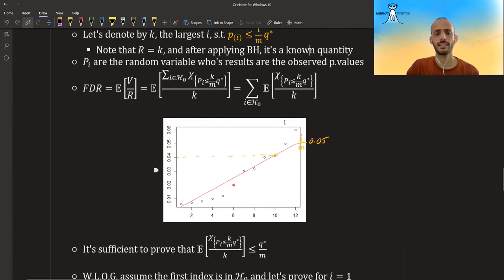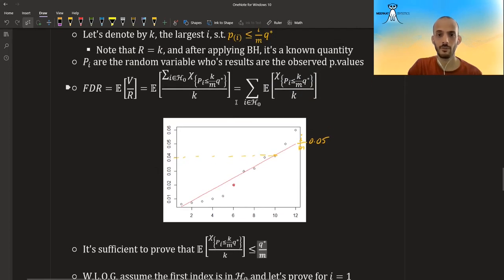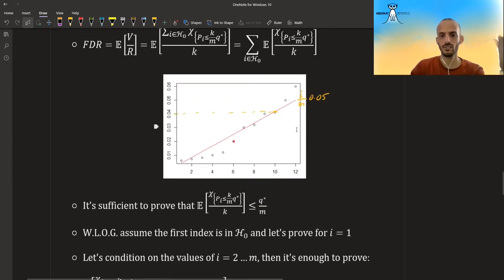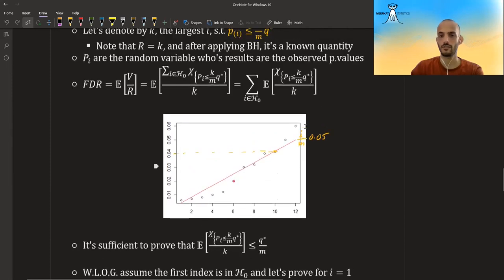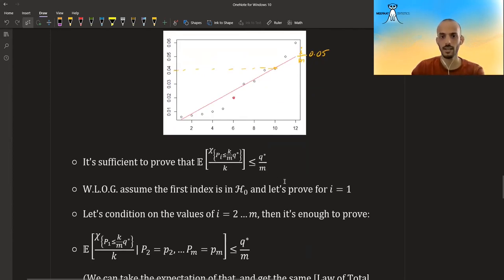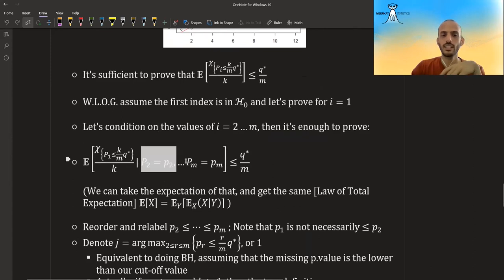Okay, so now, since the p-values are independent from one another, it's sufficient to show that for each one of those, the expectation is below Q star divided by M. And since we then sum over all of the null hypotheses, this sum will be less than or equal to M0 divided by M times Q star. Okay, so without loss of generality, let's assume that the first index, P1, is actually in H0. Let's prove this for P1. We could have chosen any other P, but for the sake of simplicity, let's choose P1 and assume that it's actually in H null. Another thing we can do is condition on all the other values. So we are trying to prove this for P1, but we can add the given all of this.